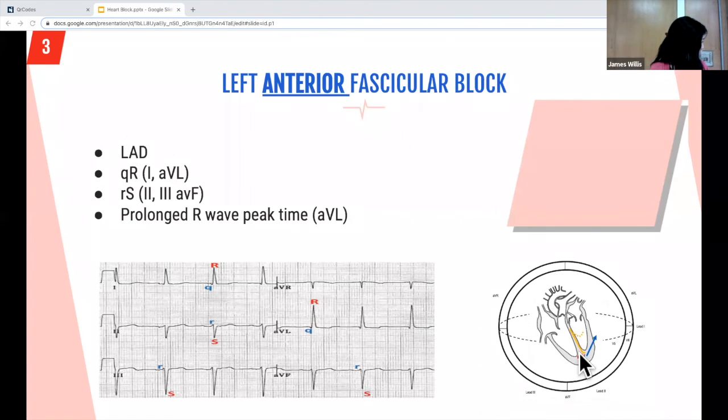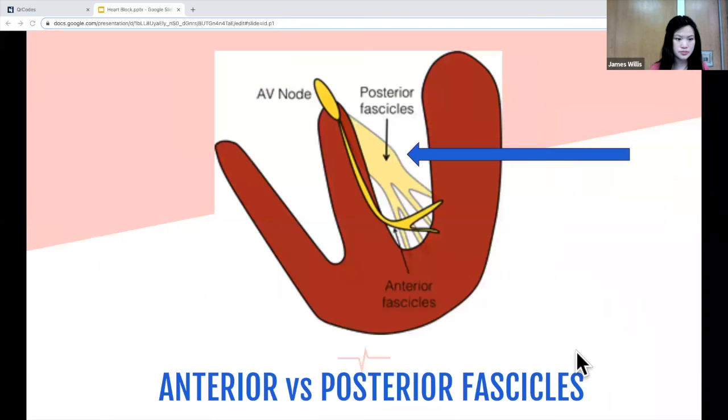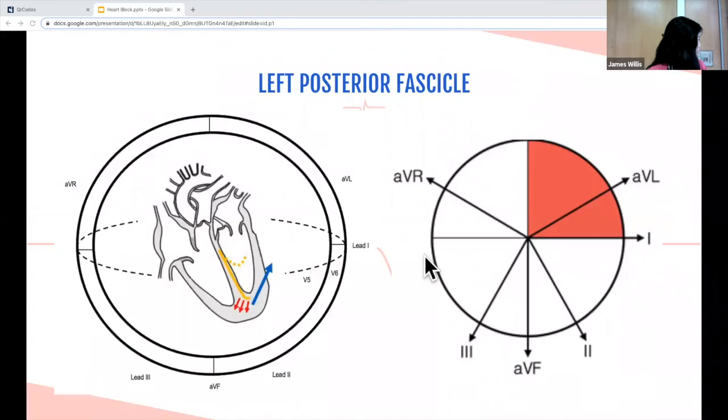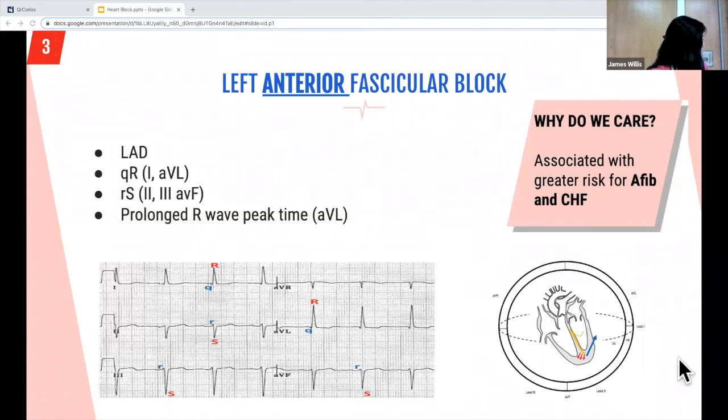Your posterior fascicle inserts here. So let me show you again. Here. Posterior fascicles insert on the endocardium on the bottom. And you're going to depolarize down and up to the right. That's what your leftover fascicle is left with. So that's why they see in the EKG criteria as left axis deviation.